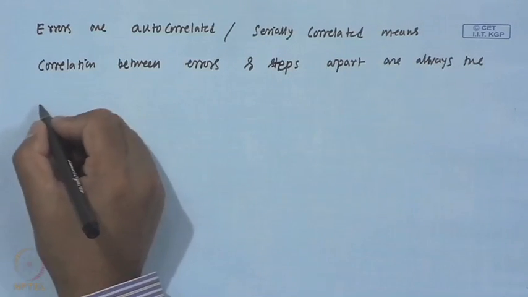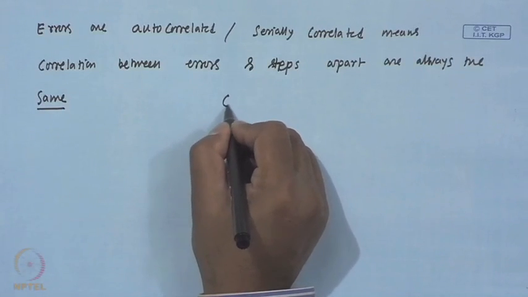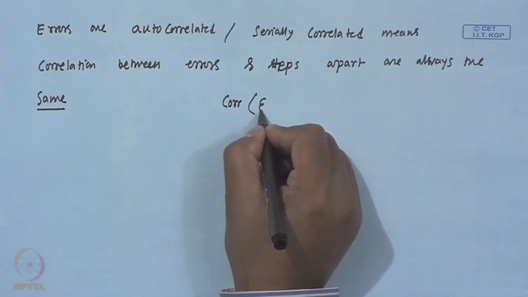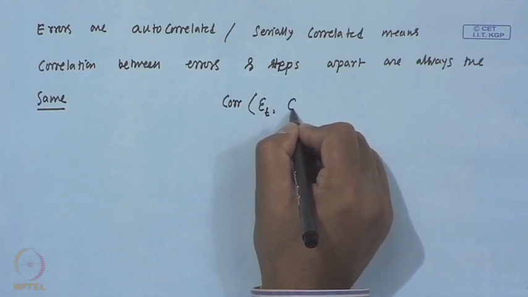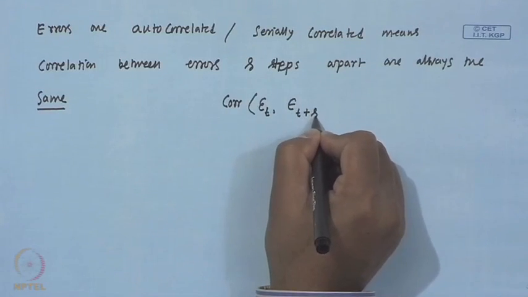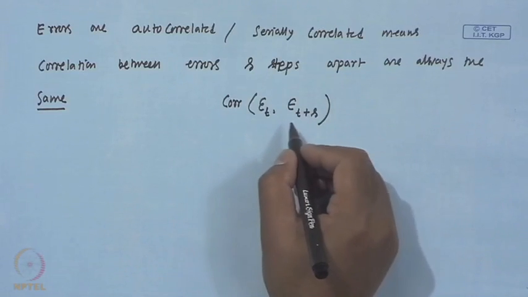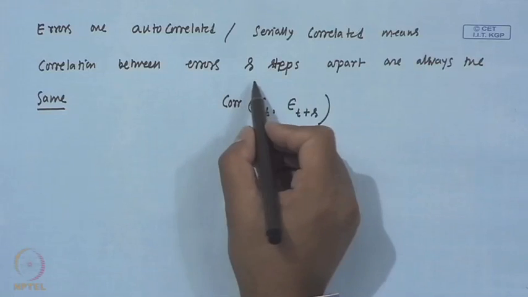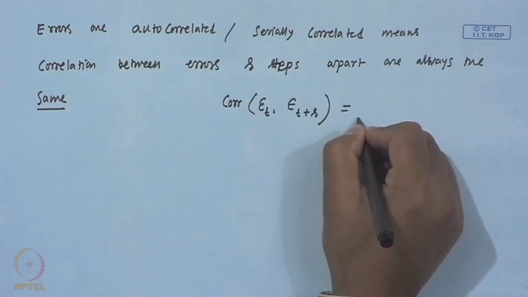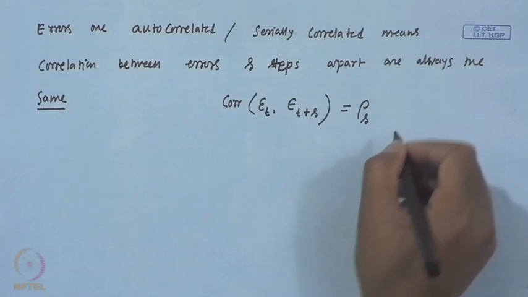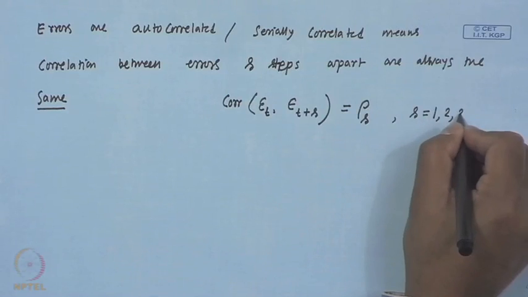So, I am talking about the correlation between epsilon t and epsilon t plus s. This is the same for all t. Okay. The correlation between errors s steps apart is always the same. And we usually denote this by rho s, for s equal to 1, 2, 3 like this.